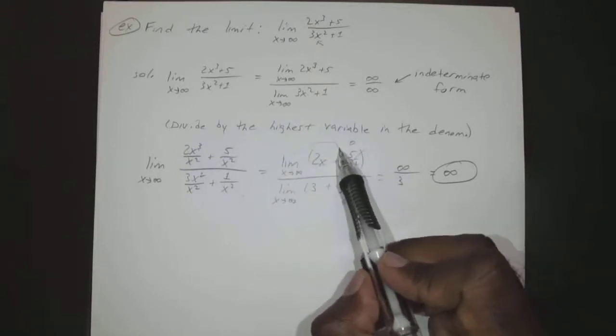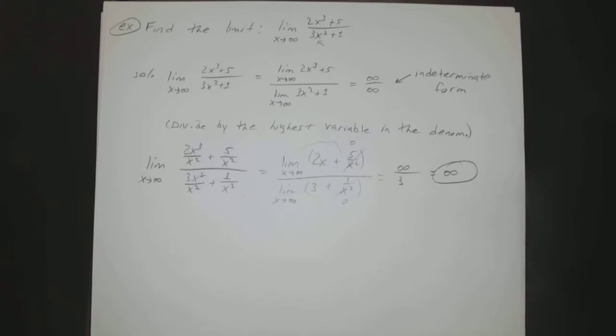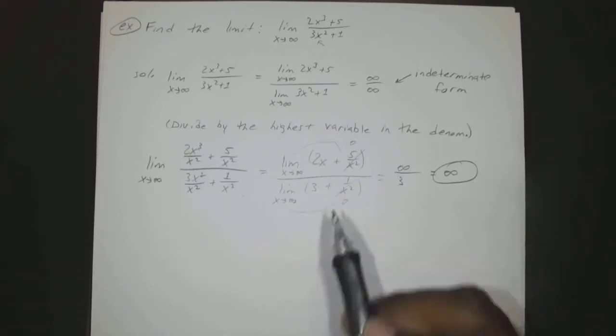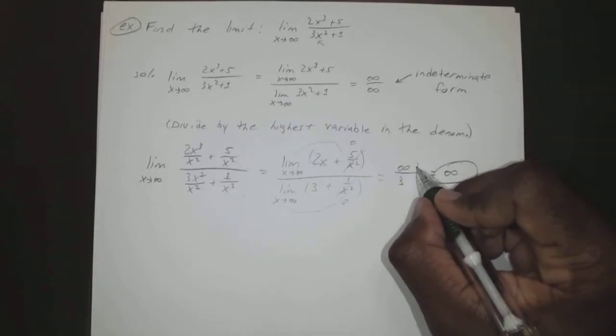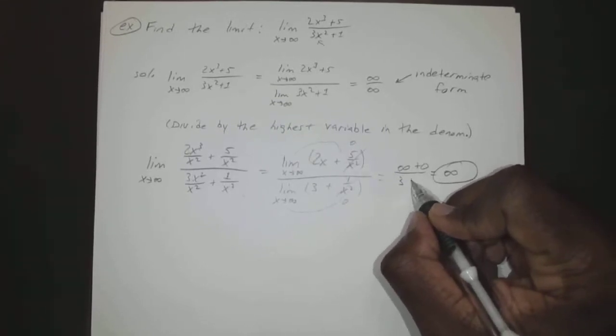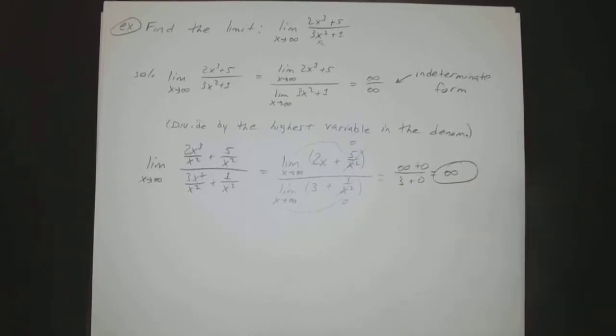Oh, because if we got the limit of 5 over x squared, remember the limit of a constant over x to any power is just going to be 0 as it approaches infinity. And we did the same thing here. And so because the limit for 2x is infinity, that's why we got the infinity. So actually that probably would make it a little clearer if I put infinity plus 0. There we go.